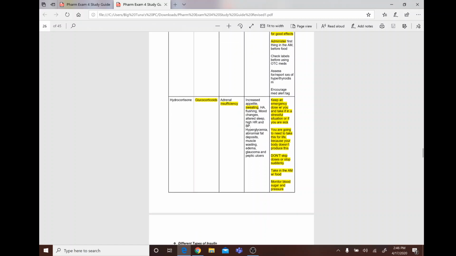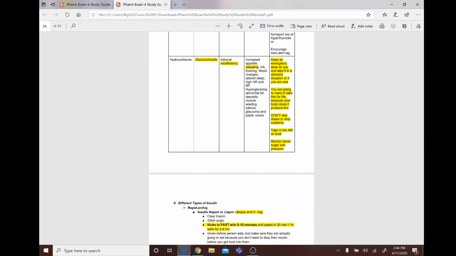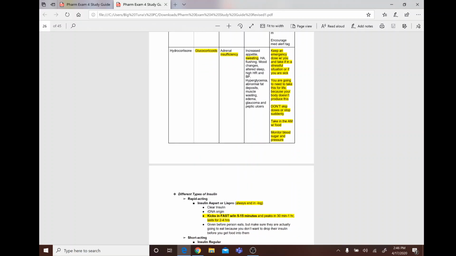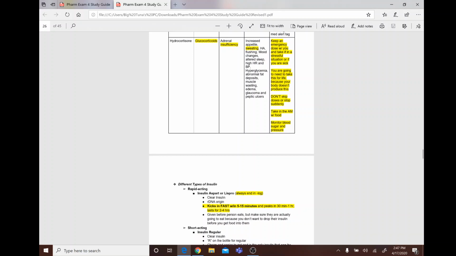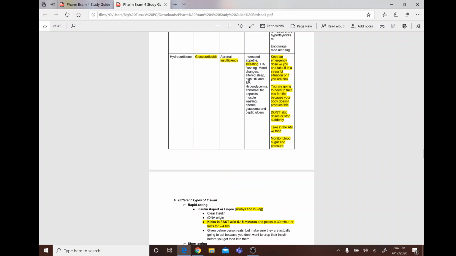Hydrocortisone is what drug class? Glucocorticoids. What is hydrocortisone used for? Adrenal insufficiency. What are the side effects of hydrocortisone? Increased appetite, sweating, headache, flushing, mood changes, altered sleep, high heart rate, high blood pressure, hyperglycemia, abnormal fat deposits, wasting, edema, glaucoma, and peptic ulcers.